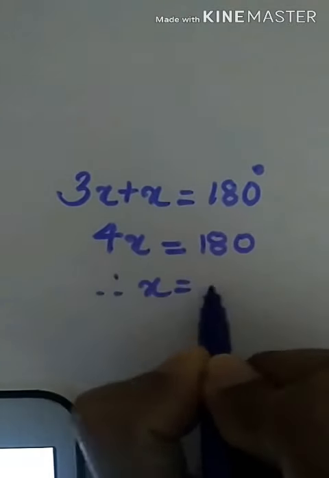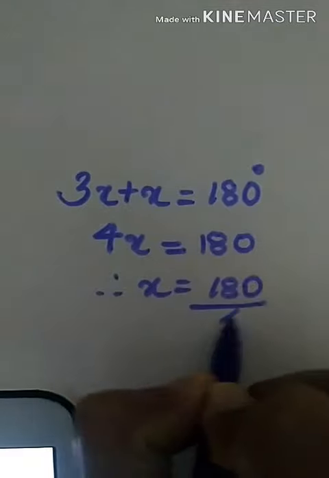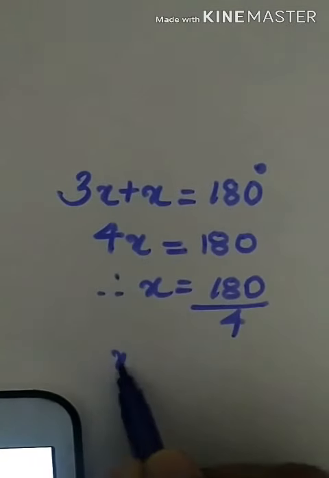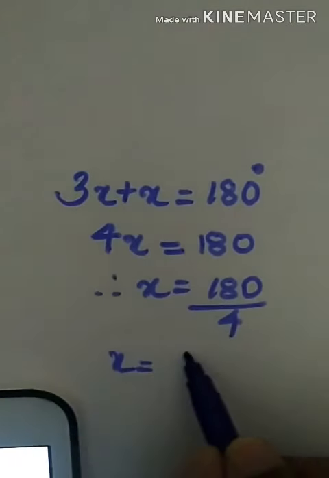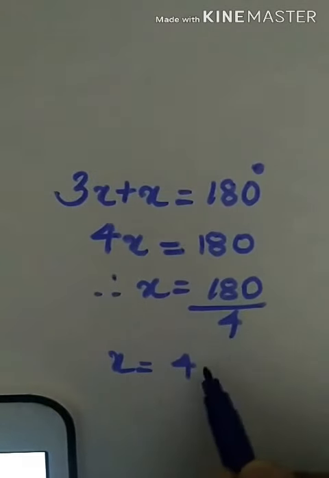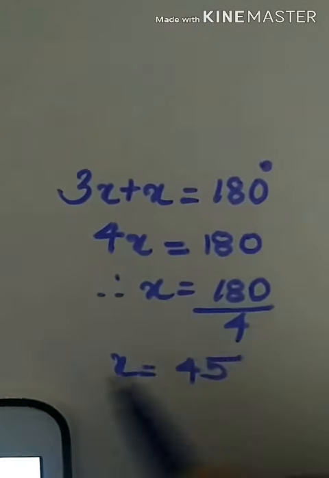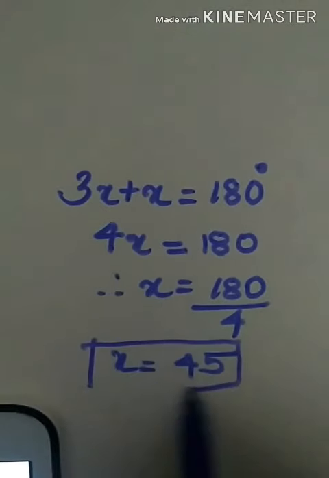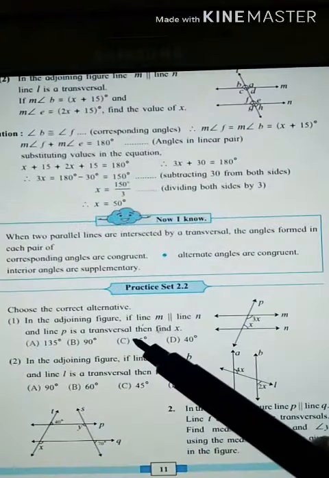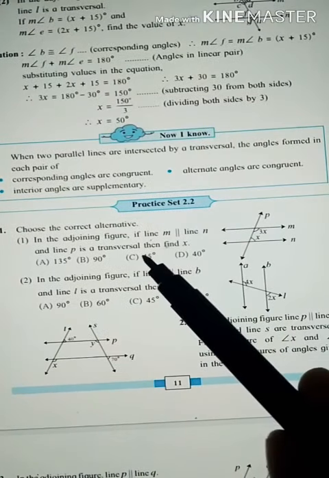Therefore, x is equal to 180 upon 4. Divide. X is equal to 4 4s are 16, 2 0 4, 5s are 20. So we got x is equal to 45. Do you have that option here? Yes, 45 degrees is the correct answer.